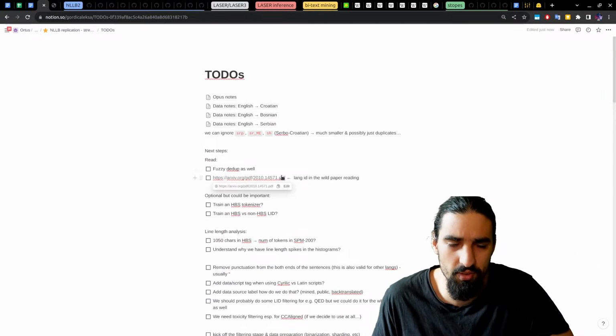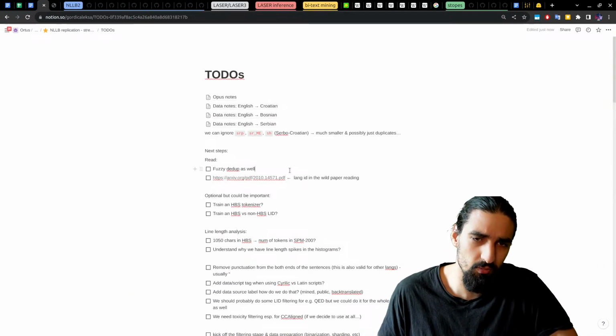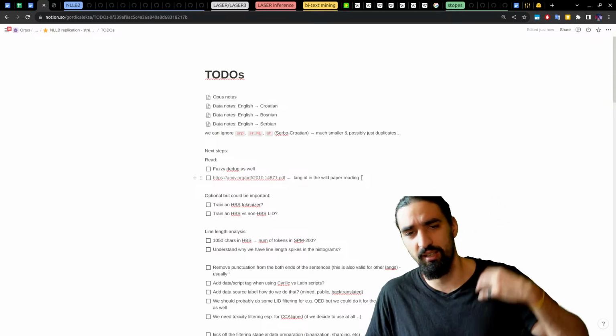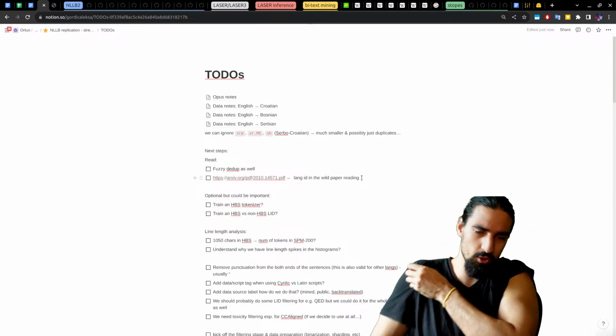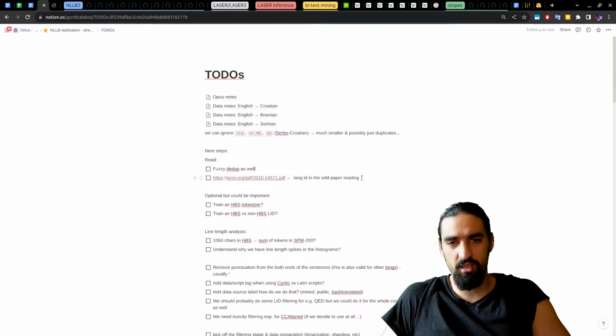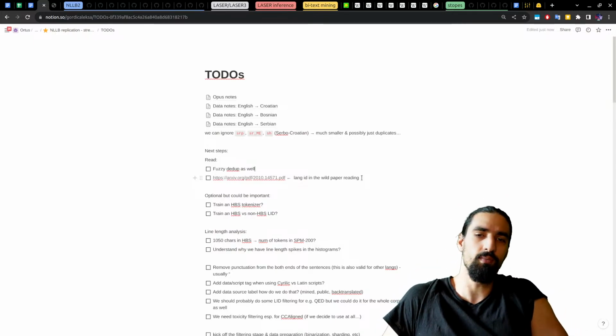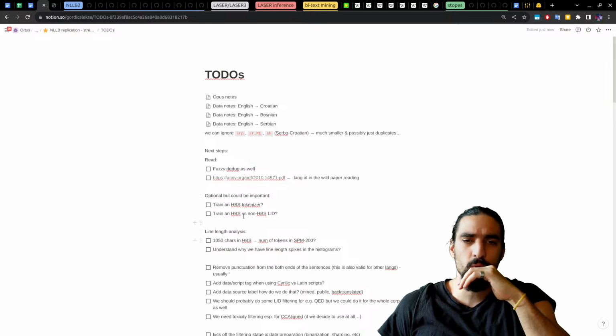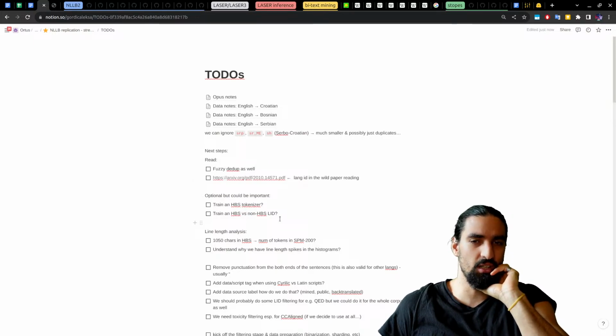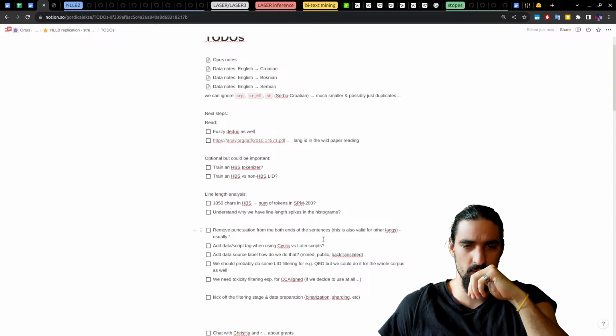We have a couple of things I want to do now. First is to understand a bit better the options we have for fuzzy deduplication. Let's see how people do that in the literature in general. The second thing I want to do is read this paper on language identification in the wild. And then after that, let me see what makes the most sense.